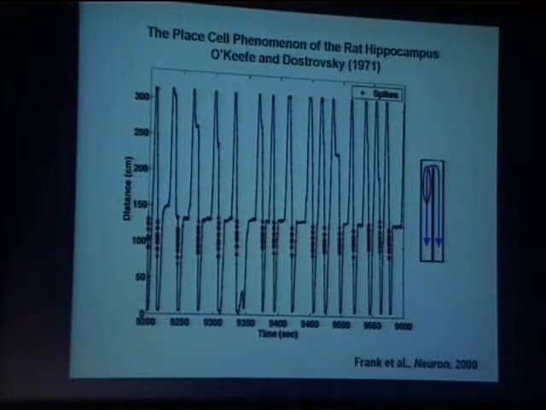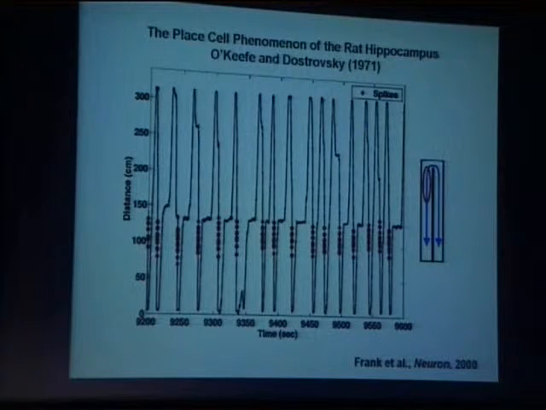So this is time in seconds, and I've stretched out the track. The track here is 300 centimeters in length, and the animal is running back and forth. What we've done is record from multiple neurons, but I'm showing the spiking activity coming from one single neuron. The rat is running through here, and this neuron spikes, bup, bup, bup, bup, bup, then he turns back around and goes back to the same physical space.